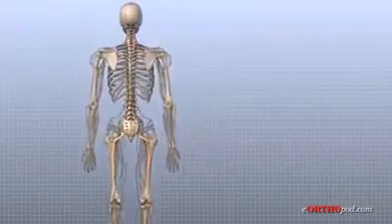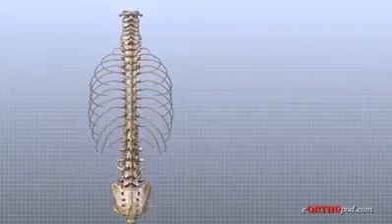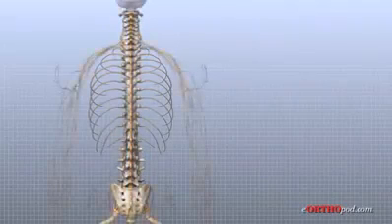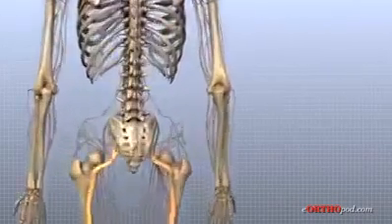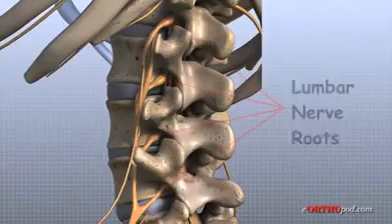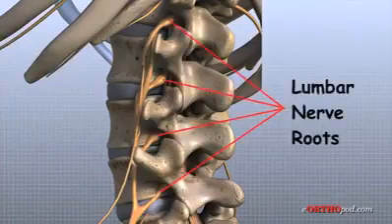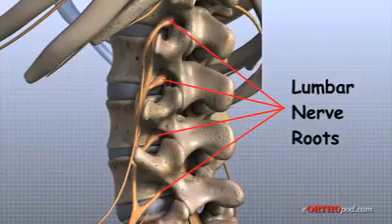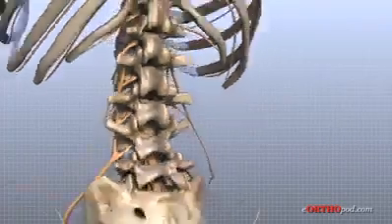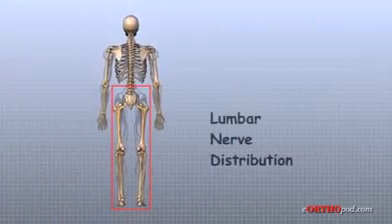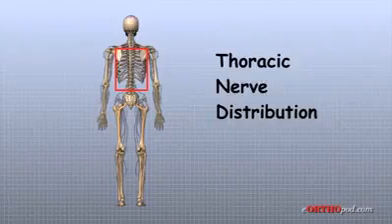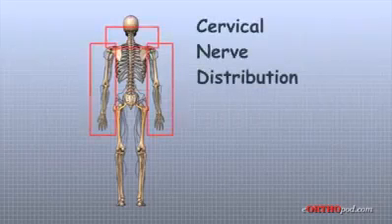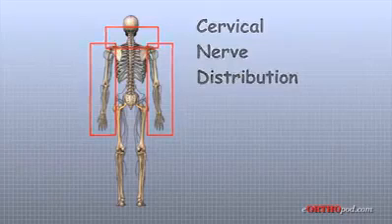As the spinal cord travels from the brain down through the spine, it sends out nerves on the side of each vertebra called nerve roots. These nerve roots join together to form the nerves that travel throughout the body and form the body's electrical system. The nerve roots that come out of the lumbar spine form the nerves that go to the lower limbs and pelvis. The thoracic spine nerves go to the abdomen and chest. The nerves coming out of the cervical spine go to the neck, shoulders, arms, and hands.